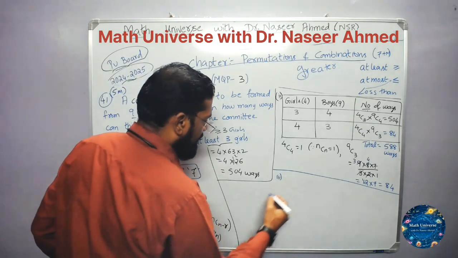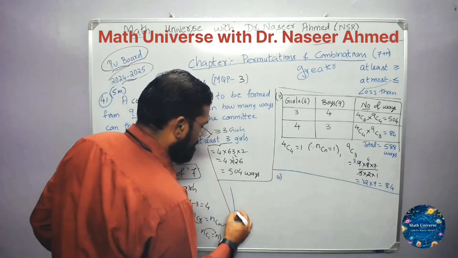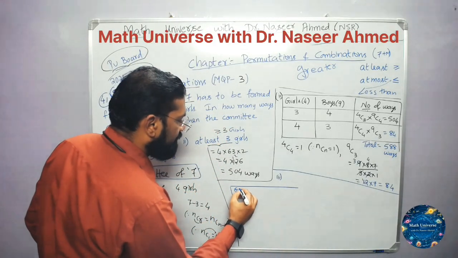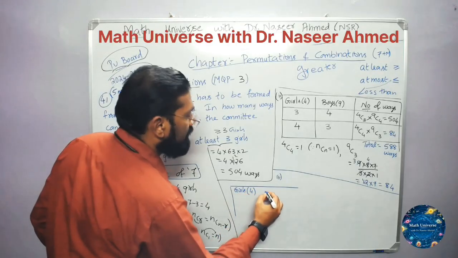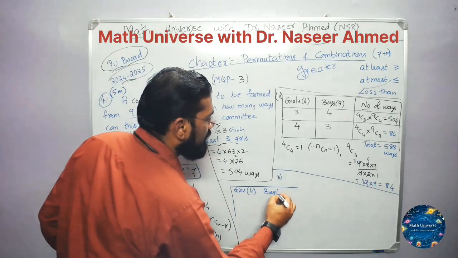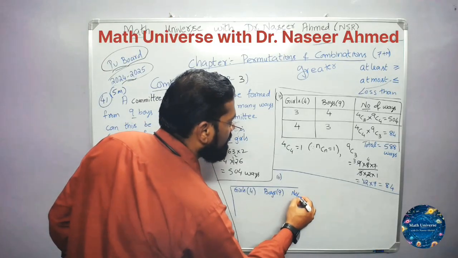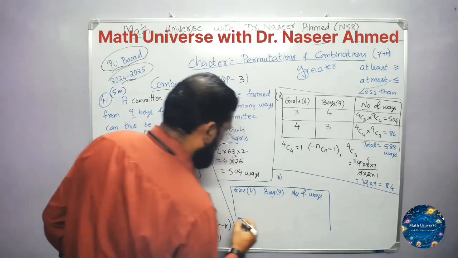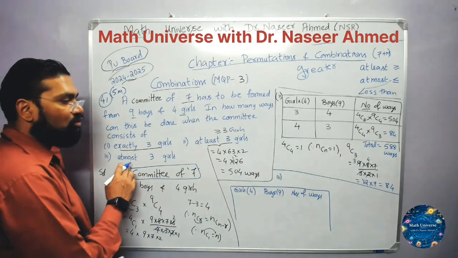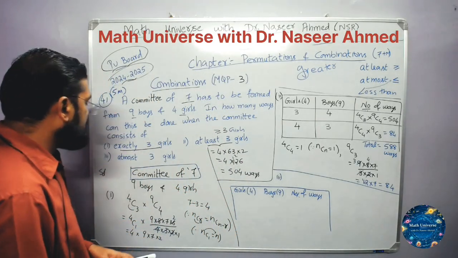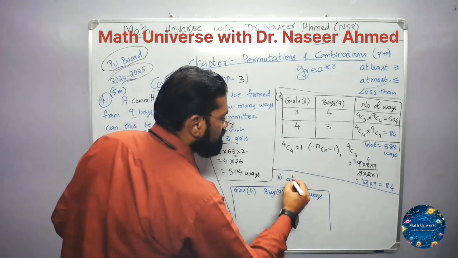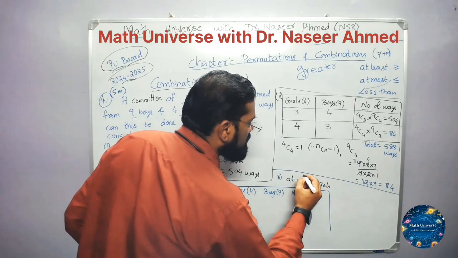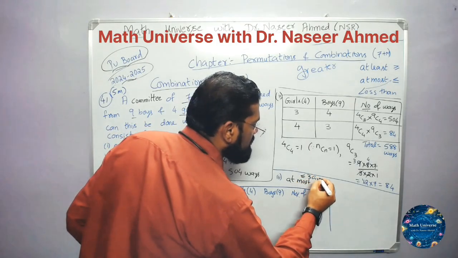So let us have a table. Let us have it here itself. I'll take a table. So again, girls, how many? 4. Then boys, totally how many? 9. And here, number of ways. Now see carefully, they have used the word at most. What's the meaning of the word at most? Let's write it here. At most 3 girls. At most means less than or equal to 3 girls.